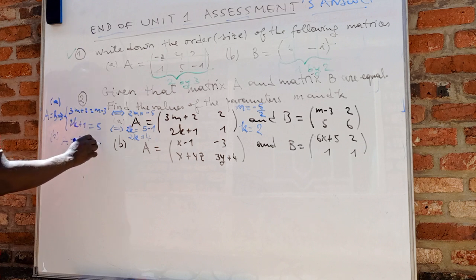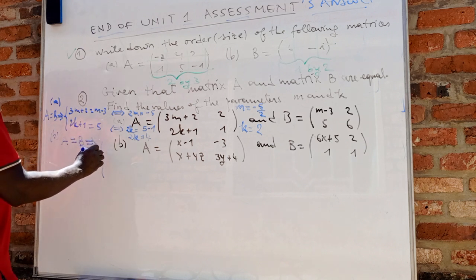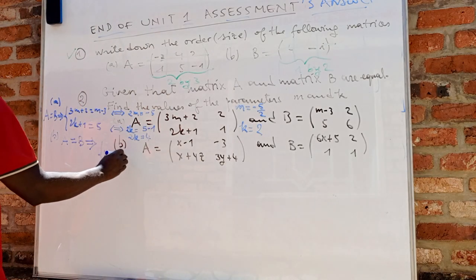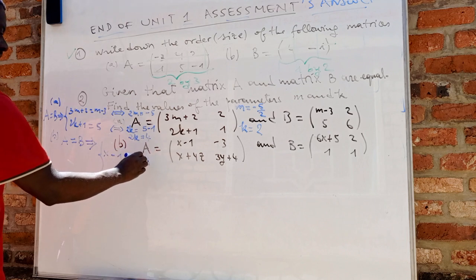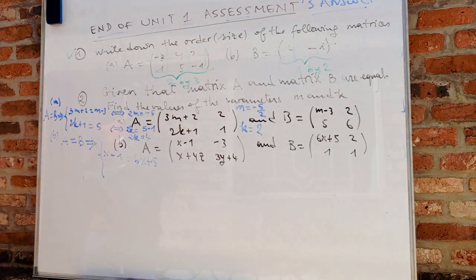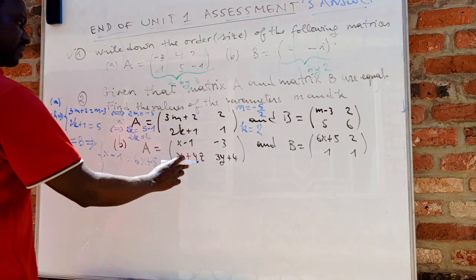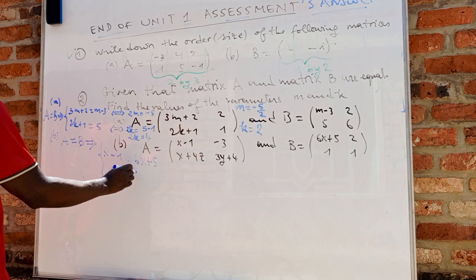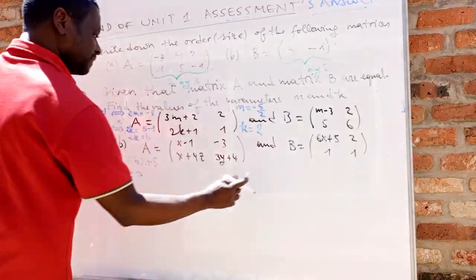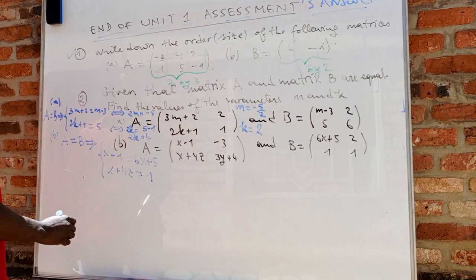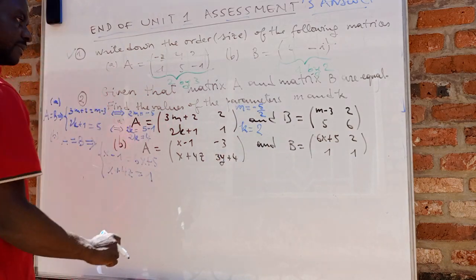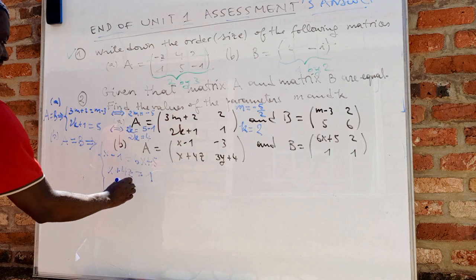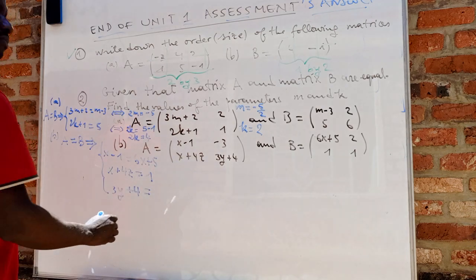So what does it mean? It means that x minus 1 is equal to 6x plus 5. Okay. So now, and then x plus 4z is equal to 1. And we have also 3y plus 4 is equal to 1. Okay.